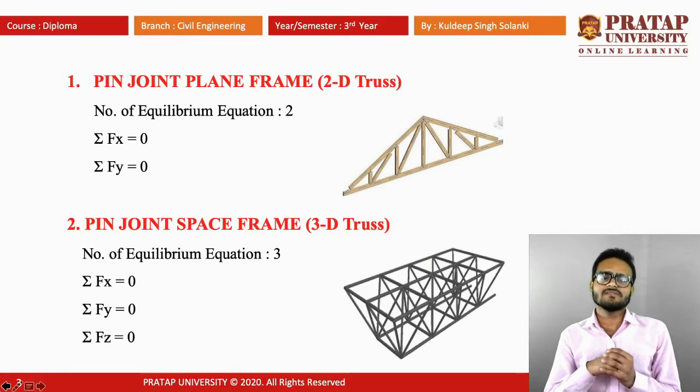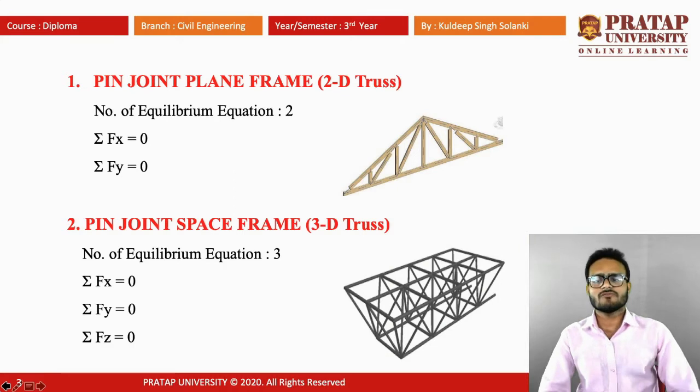Pin joint means every member is connected by pin joint. For example, a truss: in a truss, all the members are connected by pin joints, no rigid joint. In the case of pin joint plane frame, meaning 2D structure, the number of equilibrium equations is equal to 2. It means only 2 equilibrium equations are available in case of 2D truss.